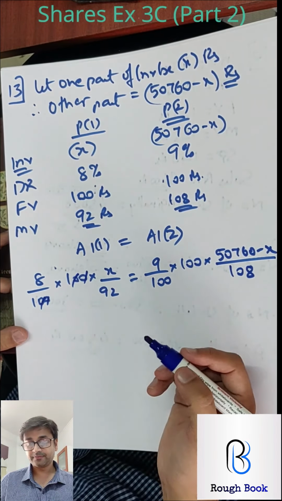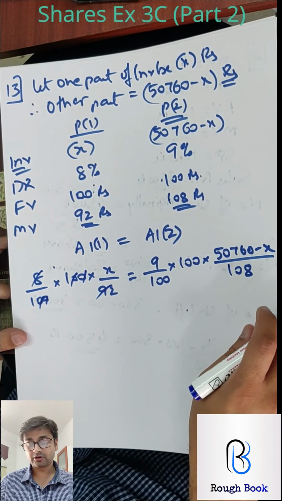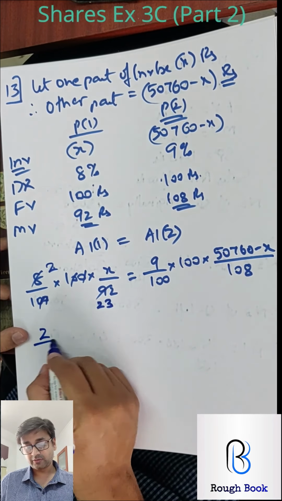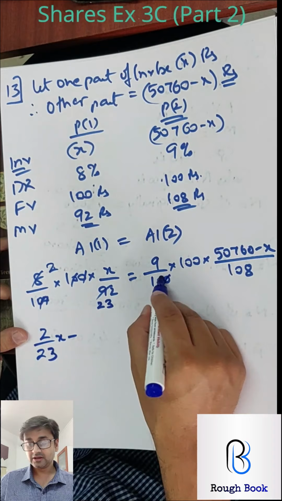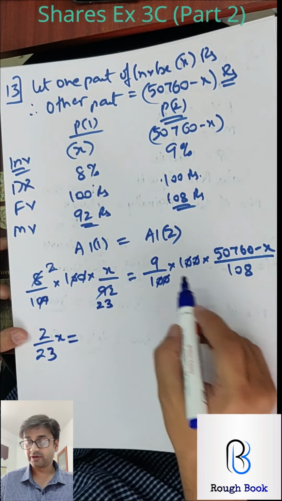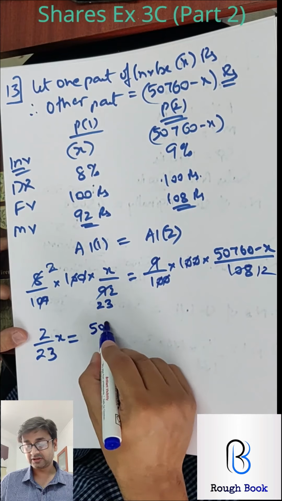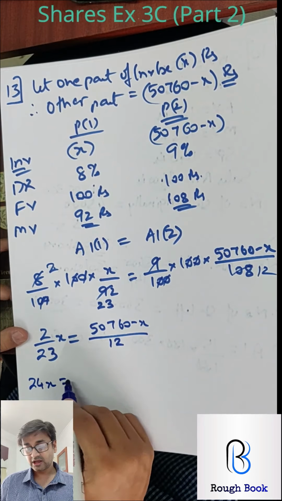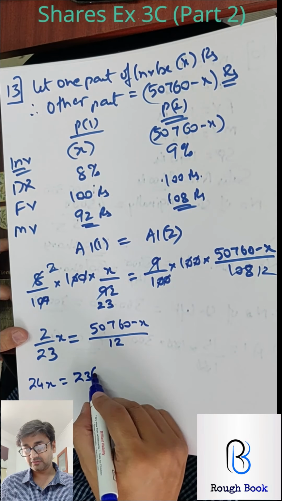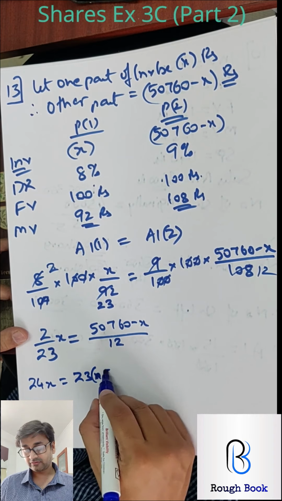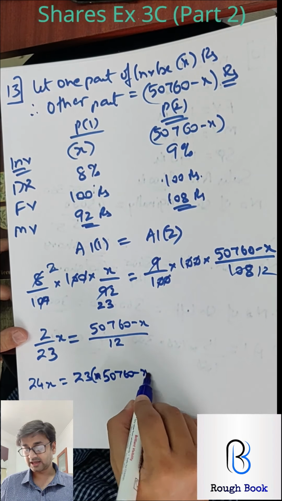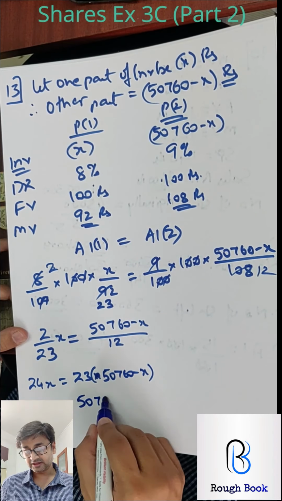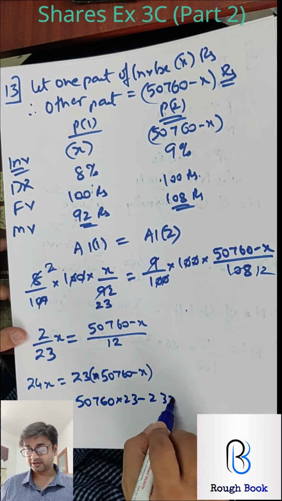So two zeros go away. Can I cancel anything? Yeah, maybe by 4. So 4 2s are 8, and 4 27s are 108. So I get 2 by 23X equals 50,760 minus X by 12. 12 goes on the other side, so 24X. 23 goes on this side, so 23 multiplied by 50,760 minus X. So on opening, 24X equals 50,760 into 23 minus 23X.